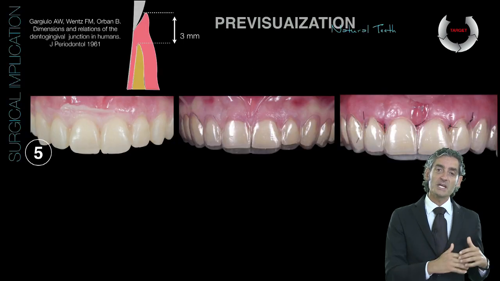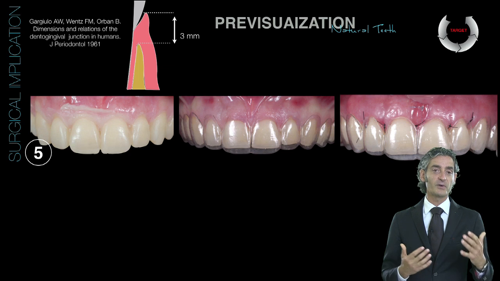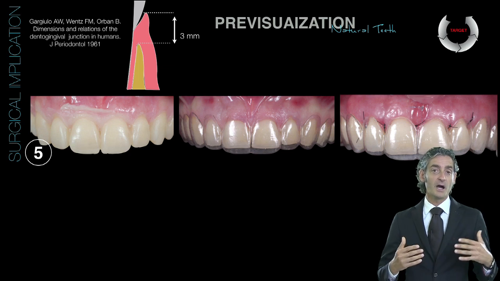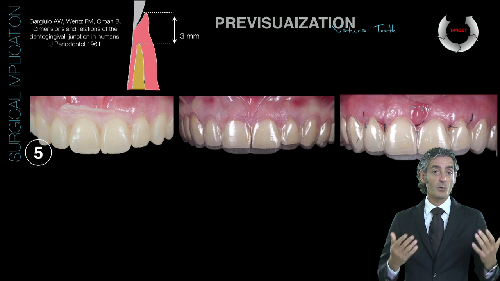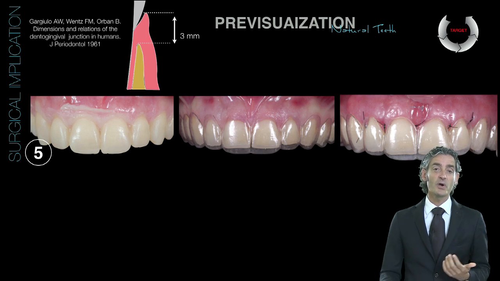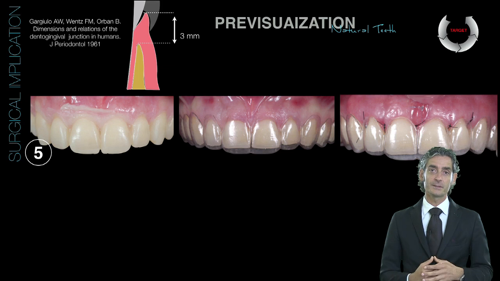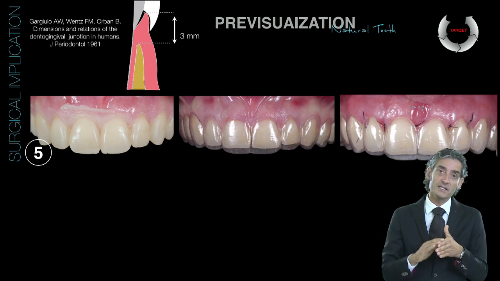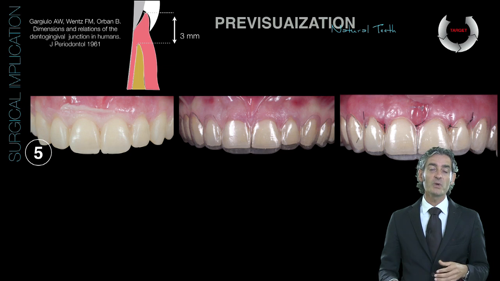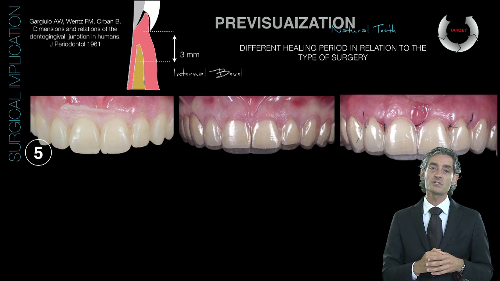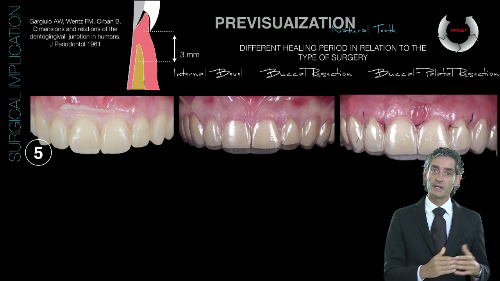And the surgical implications of the previsualization are several. For example, in a case like this, we can understand if our approach will be an approach without any kind of surgery, or if our previsualization, our mock-up, is overlapping the tissue, we have to evaluate, also considering the biological width, the distance between the free gingival margin and the bone that we have.